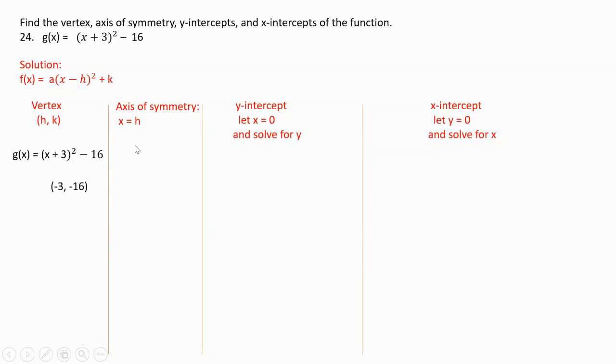So what's the axis of symmetry? It's going to be x equals h. My h is negative 3. So it's going to give us x equals negative 3.